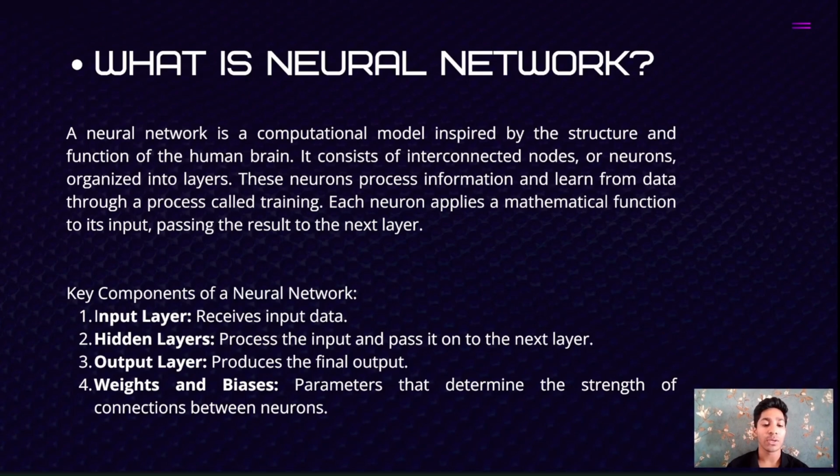The key components of a neural network, or the different layers of a neural network, are listed below. First, the input layer, then hidden layers, then the output layer, then weights and biases. The first is the input layer, which receives the input data. Second, the hidden layer processes the input and passes it on to the next layer. Third, we have the output layer, which produces the final output. Fourth, we have weights and biases, parameters that determine the strength of the connection between neurons.